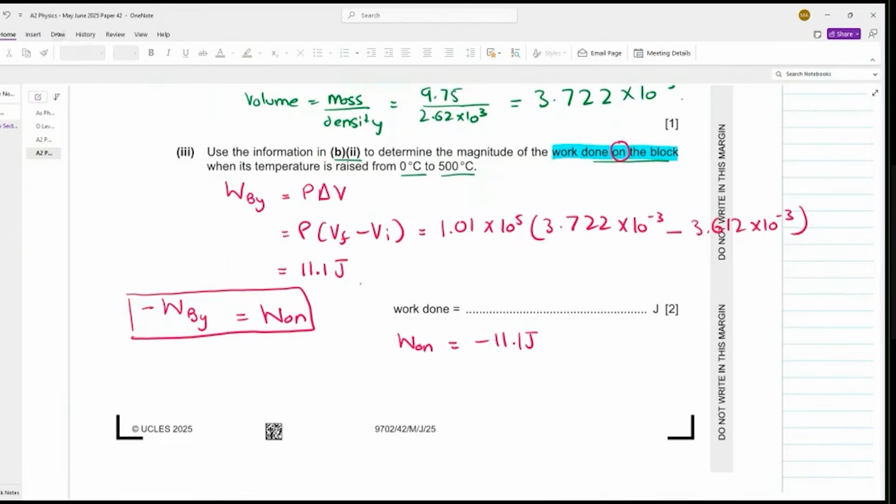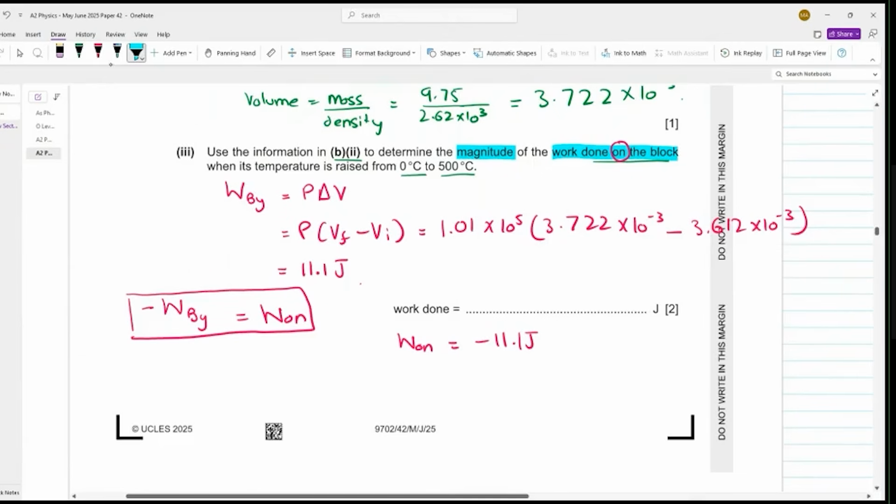But if you realize one thing, you just have to state the magnitude. So you have to ignore the negative sign and write 11.1. Now there are several key points I have told you for this question. First of all, you cannot calculate work done on the block directly. You have to calculate work done by the block, then take a negative sign to get work done on the block. Here you just had to state the magnitude, so you will ignore the negative sign and just state the value.